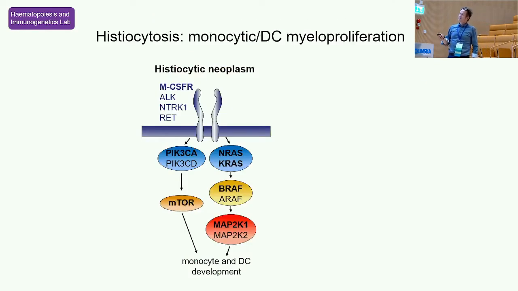And as we just heard, there's a nice sequence of mutations beginning with the MCSF receptor, which is obviously important in macrophage and dendritic cell differentiation, and these other members of the signaling pathway that activate some abnormal property in these cells that leads to LCH lesions.